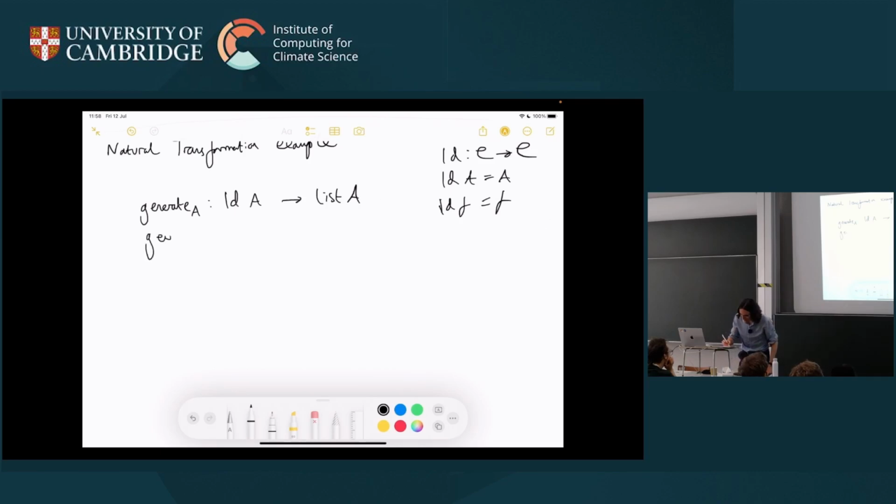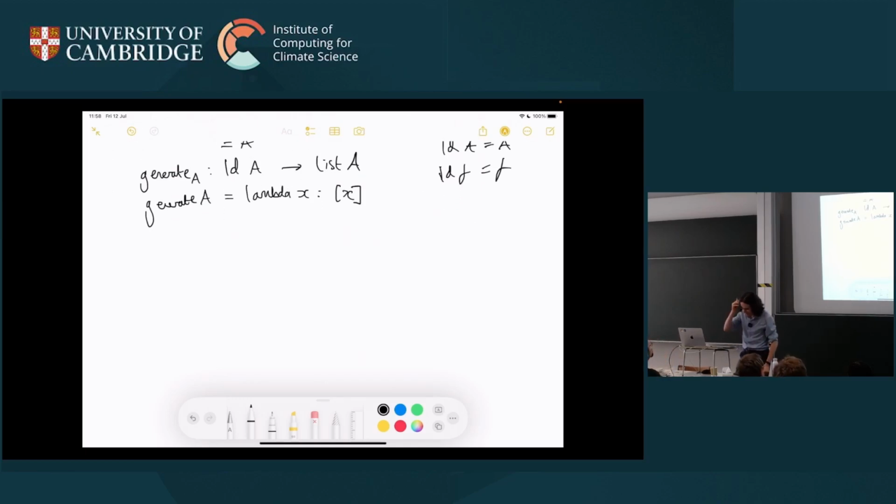I'm going to write some Python code, or imagined Python code. It's a lambda x, and it returns a singleton list with x in. So, you know, ID A is really just equal to A, right? So this is a function that goes from A to list of A. It takes a value of type A, and it turns it into a singleton list of elements of type A. Really simple function in Python. This is a natural transformation. Why? Because it has the naturality property. It says that if I start off with ID A and I do generate, so I'm just going to call it gen, and I get list of A, then I can use my list map, so list of F, or in the Python code we called it fmap.